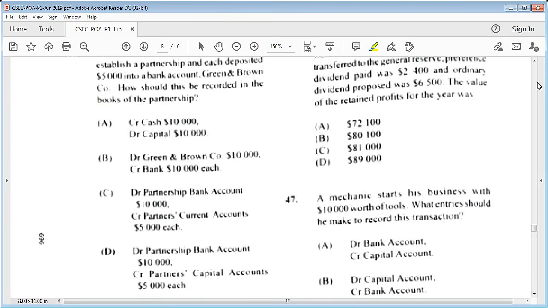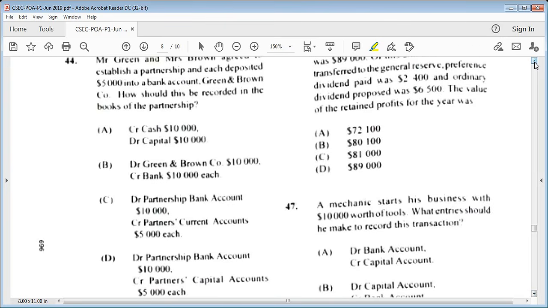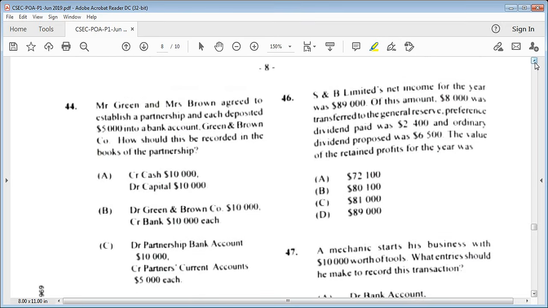So what do we do here? We know that they both entered into a partnership account. So we're going to have to debit the partnership bank account, which is $10,000, and then credit each partner's capital accounts of $5,000. So D would be our answer. Let's go on to 45.